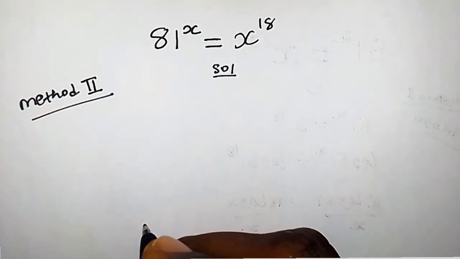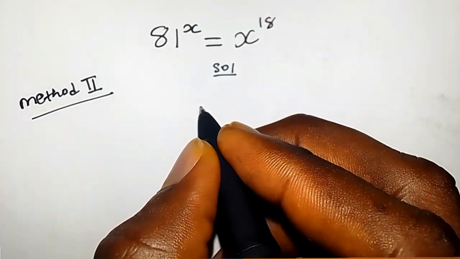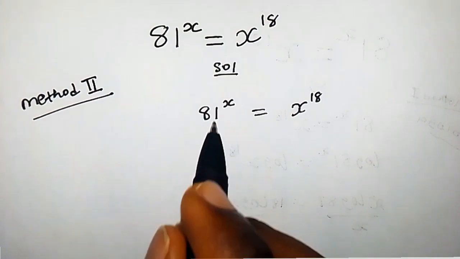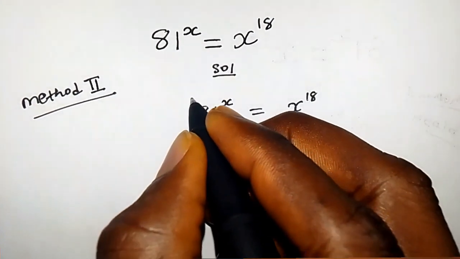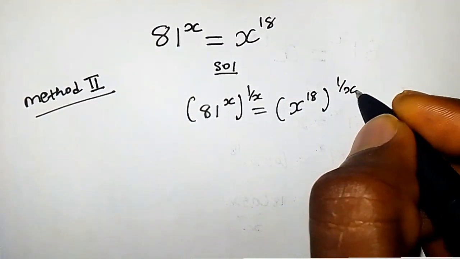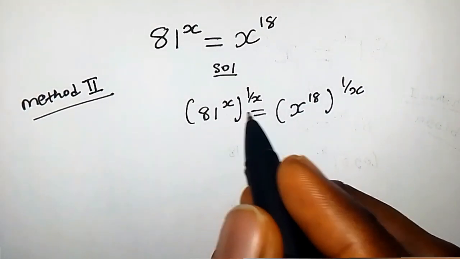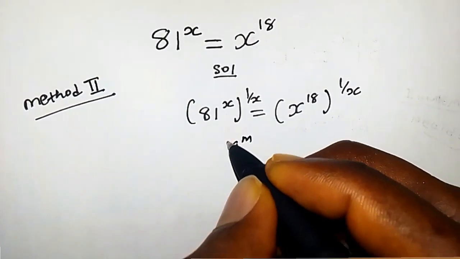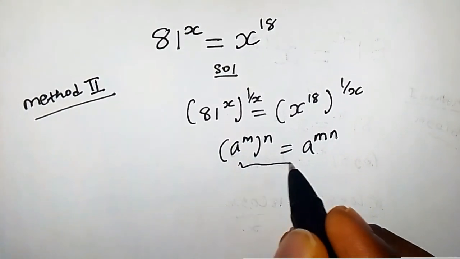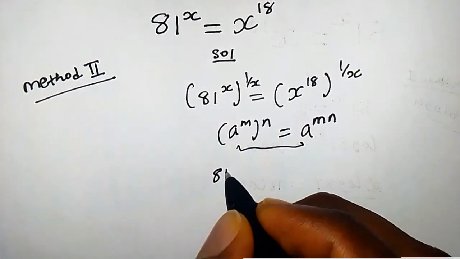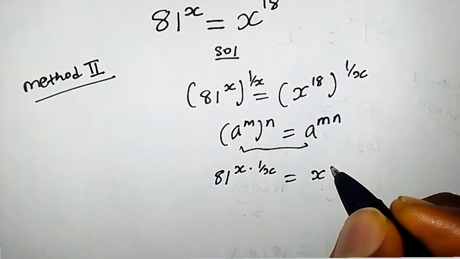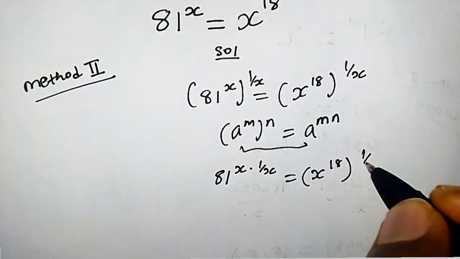The second method is a bit tricky. Let's dive into the solution. We have 81 to the power of x, which equals x to the power of 18. Let's multiply both exponents by 1 over x. So we're going to have 1 over x here, and also 1 over x here. When we apply laws of indices, let's say we have a to the power of m, all to the power of n, is simply the same thing as a to the power of mn. So imposing this condition, we're going to have 81 to the power of x times 1 over x, which equals x to the power of 18 times 1 over x.